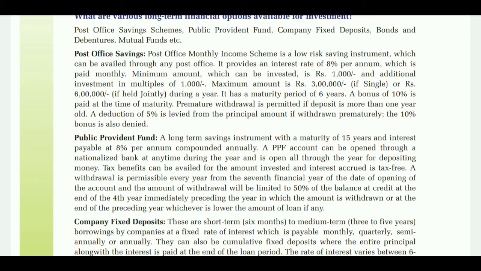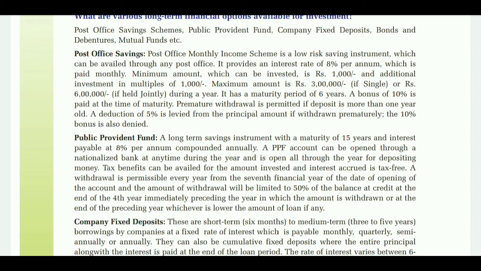Minimum amount which can be invested is rupees 1000 and additional investment in multiples of 1000. Maximum amount is rupees 3 lakh if single or rupees 6 lakh if held jointly during a year. It has a maturity period of 6 years. A bonus of 10% is paid at the time of maturity.